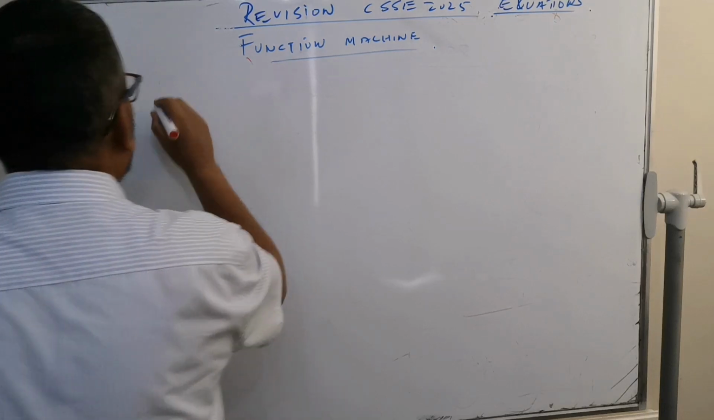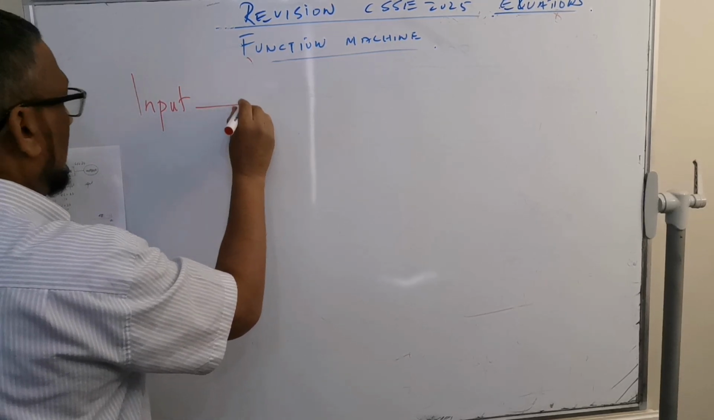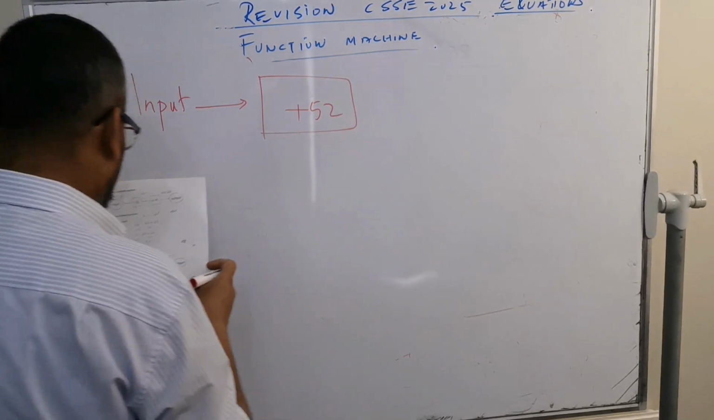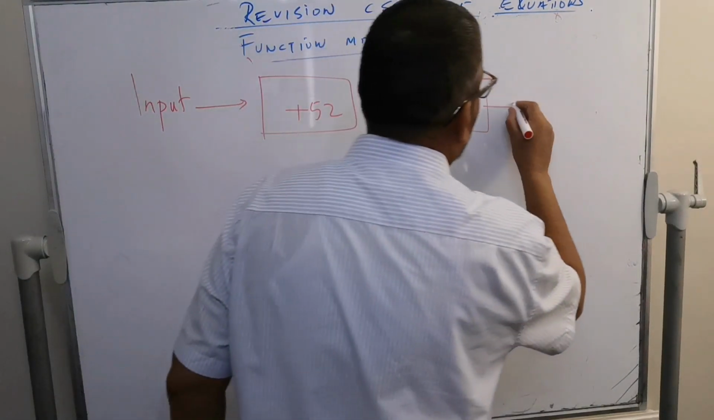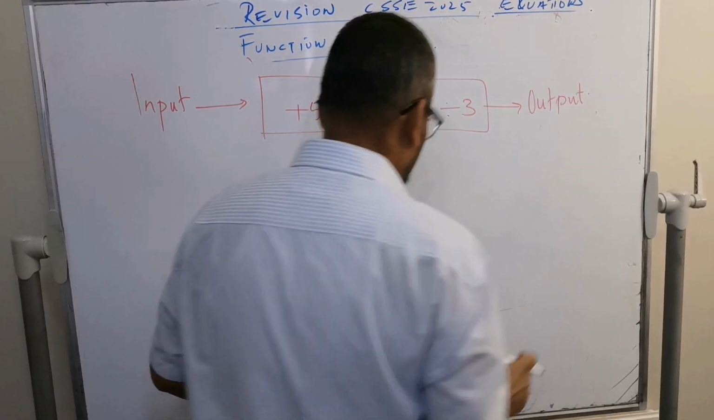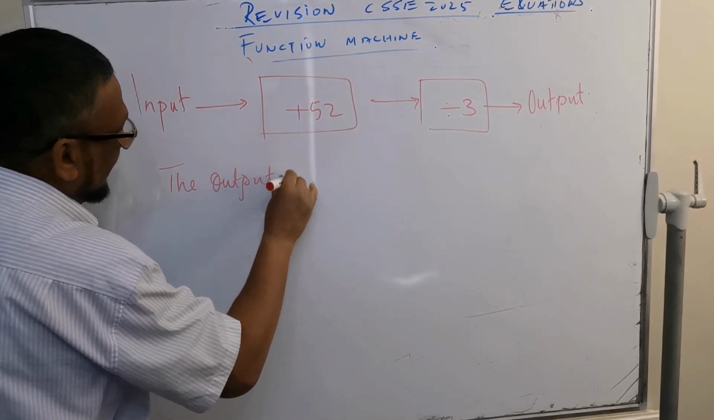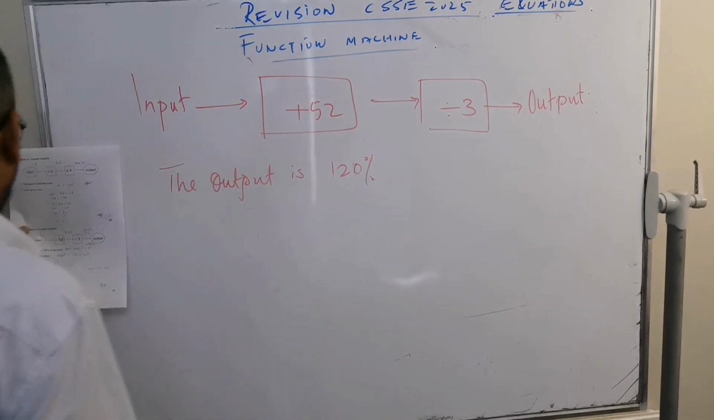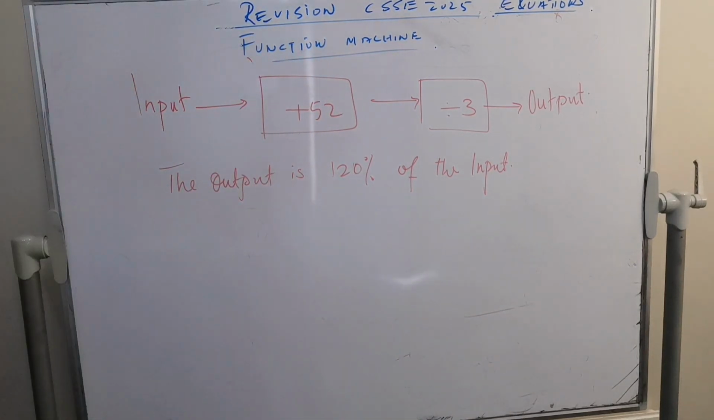This one says input, okay, let me take another example. Input, and then it says plus 52, and then it says divide by 3, and then output, and it says the output is 120% of the input. Yeah, so the output is 120% of the input.